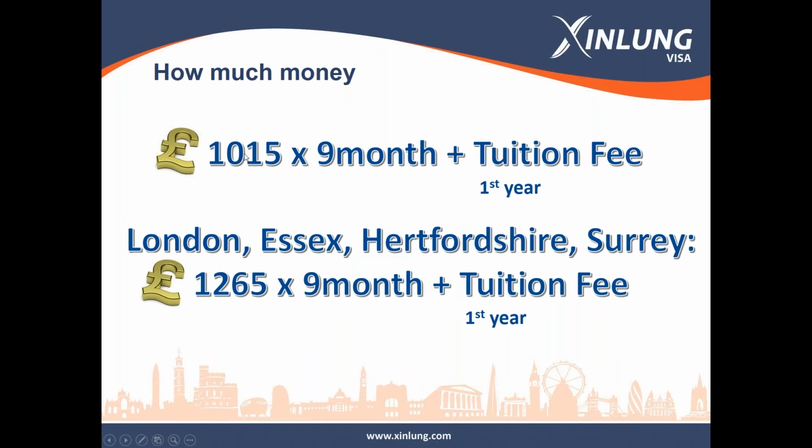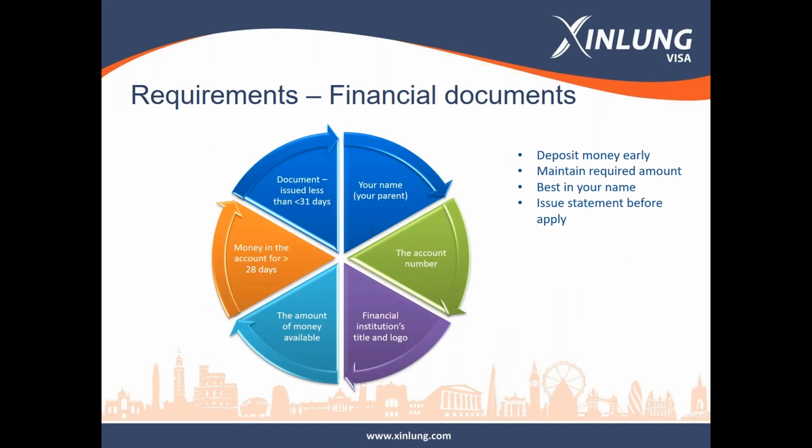However, some students ask me, oh, my course is only 6 months, it's not even 9 months, how much money should I have? If your course is shorter than 9 months, you need to have the required amount per month times the full course length. So if your course is only 6 months, and you study outside of London, you need to have £1,015 times 6 plus all the tuition fees. Okay, now we understand how much money we need to have.